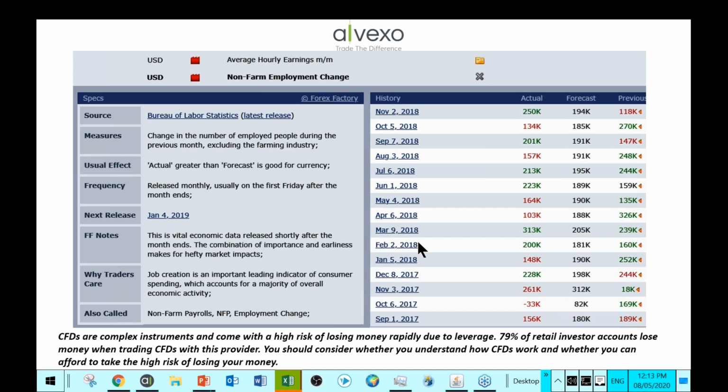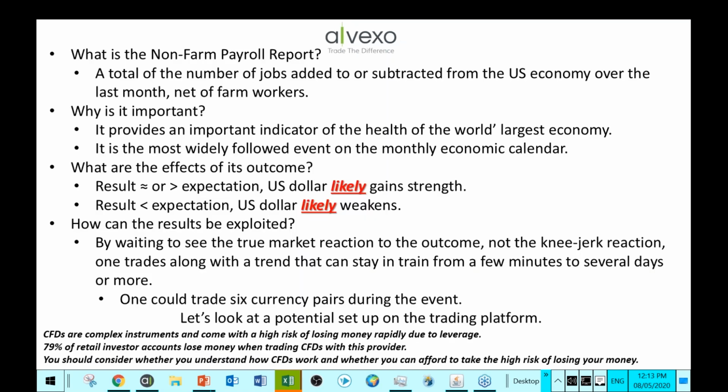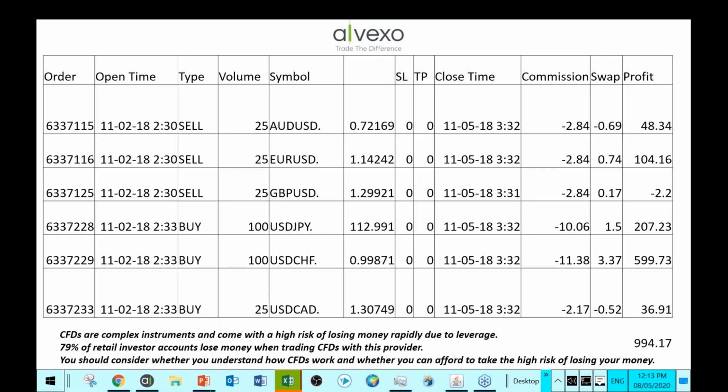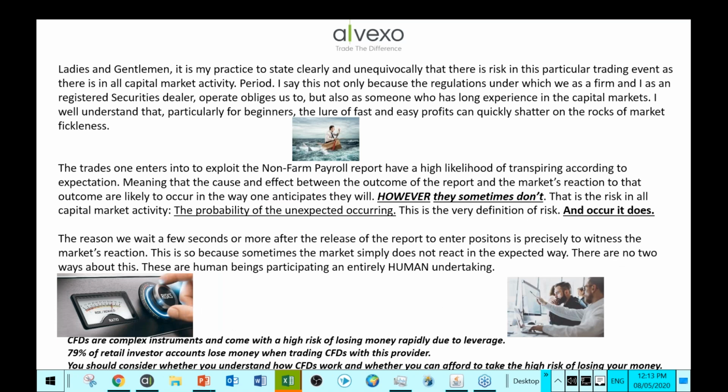This is just some information from investing.com. Oh yes, the risk aspect. There's plenty of risk here. They don't always work out. Remember, this is a human undertaking.